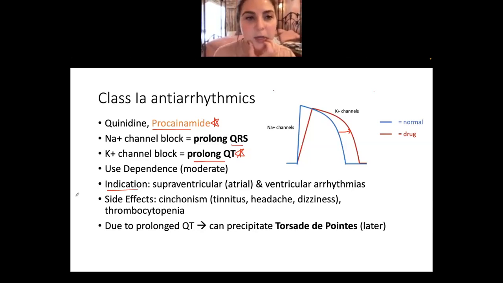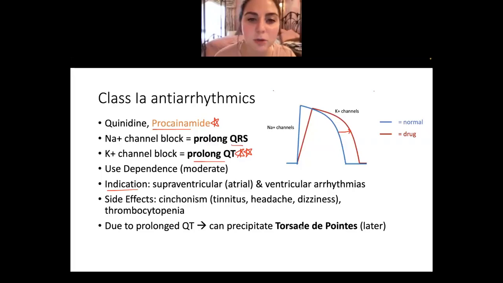And again, we already talked about all the arrhythmias that it can be given for. These are going to be really good to give for any type of tachycardia, like a tachyarrhythmia, so supraventricular arrhythmia, ventricular arrhythmia. Class 1As have side effects. Sketchy goes into detail of these side effects, but you can see tinnitus, headache, dizziness, that type of stuff. It can also cause thrombocytopenia, just weird side effects.